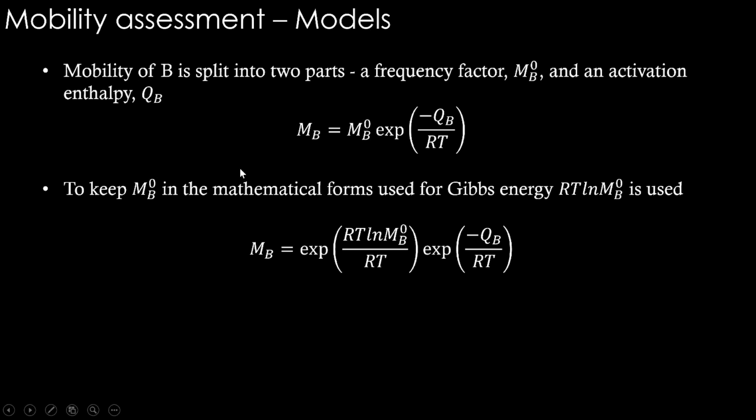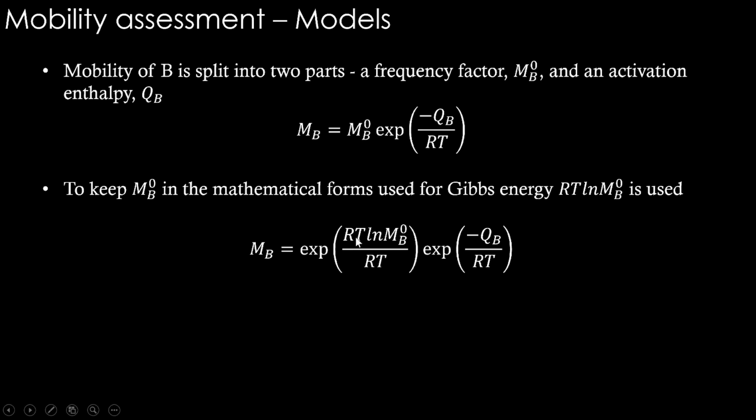Right. So when it comes to models, we have seen that mobility can be split into these parts. So here, to keep this MB naught in the mathematical forms used for Gibbs energy, what is done is it is converted to this form, RT natural log of MB naught. If we put this, then this is more like an energy. R multiplied by T is some kind of an energy term, multiplied by the natural log of MB naught, so that this gives a measure of MB naught. So this entire term can be used instead of MB naught, and this will be modeled rather than simply MB naught.